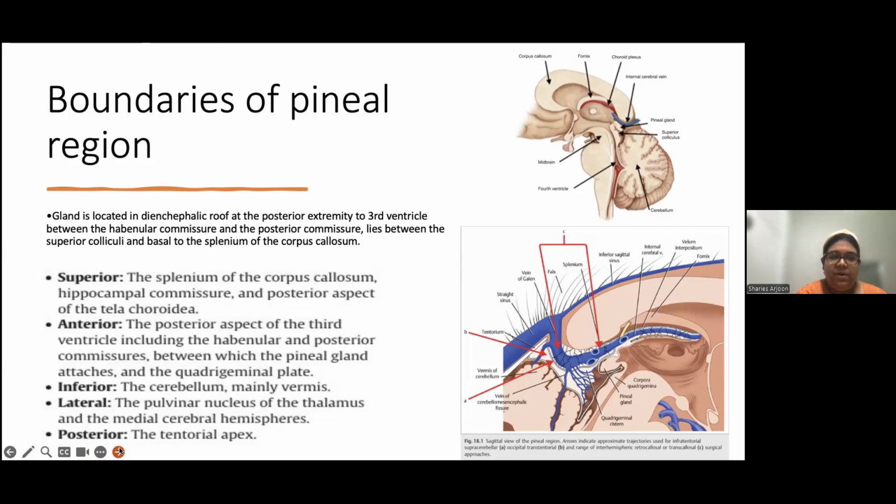In terms of the boundaries, the superior boundary is the splenium of the corpus callosum, the hippocampal commissure, and the posterior aspect of the tela choroidea. The anterior boundary is the posterior aspect of the third ventricle, including the habenular and posterior commissures, between which the pineal gland attaches, and the quadrigeminal plate. The inferior boundary is the cerebellum, mainly the vermis. Laterally, the pulvinar nucleus of the thalamus and the medial cerebral hemispheres, and posteriorly, the tentorial apex.